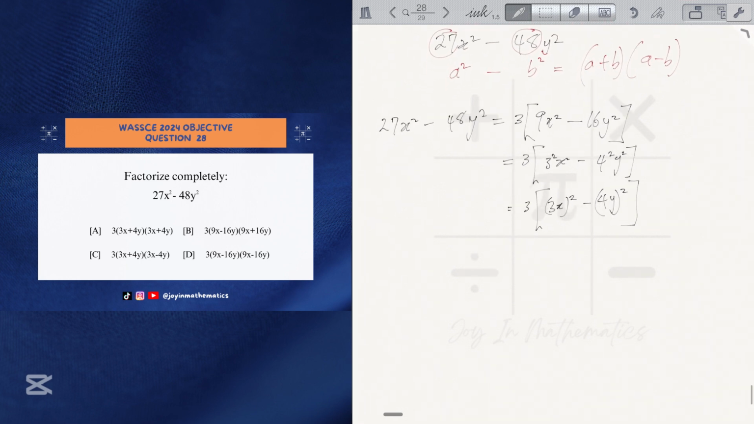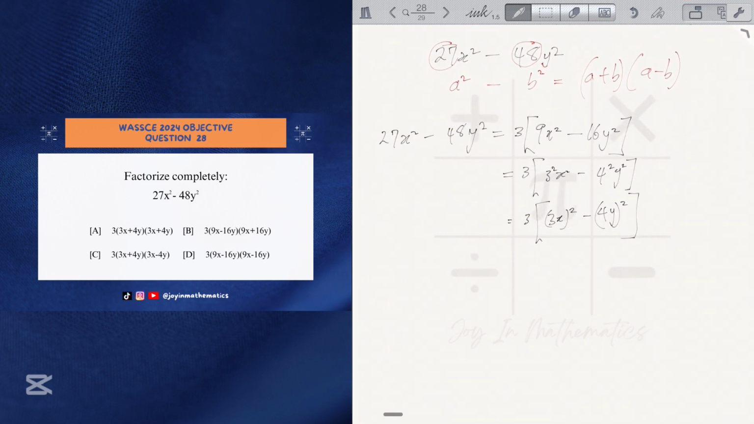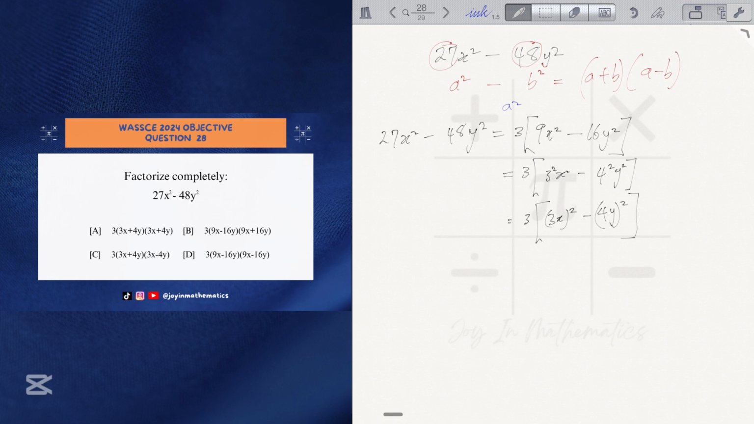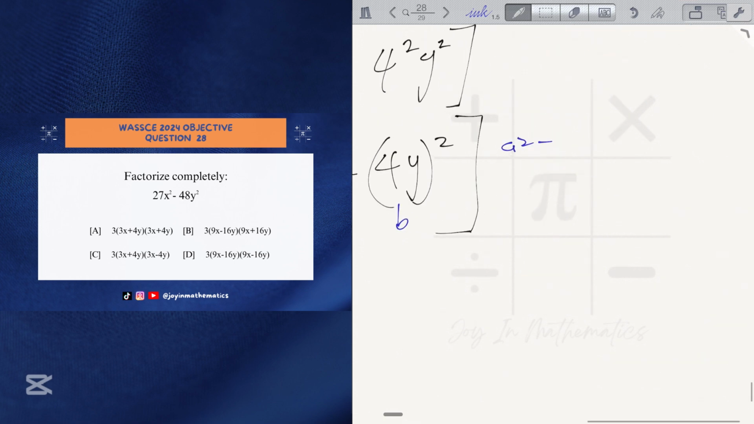Now all we have to do to factorize completely is to apply the difference of two squares formula, which is what we have here. Bringing it together, a squared minus b squared is equal to a plus b multiplied by a minus b. So this is a and this is b. So let's write it again: a squared minus b squared is equal to a plus b multiplied by a minus b.